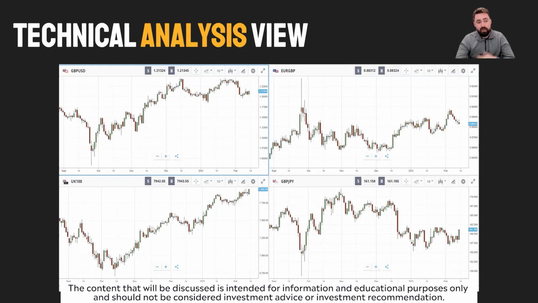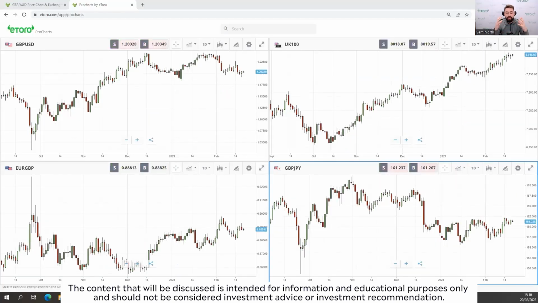Now, for me, as a day trader, there are certain markets that I would focus on more than others. I specifically would want to focus on the pound against the US dollar. This is the most traded currency pair of them all when it comes to the UK. So that's going to be my main focus. I'm also going to be looking at the FTSE and then probably the euro pound and the pound against the yen. They're all liquid.